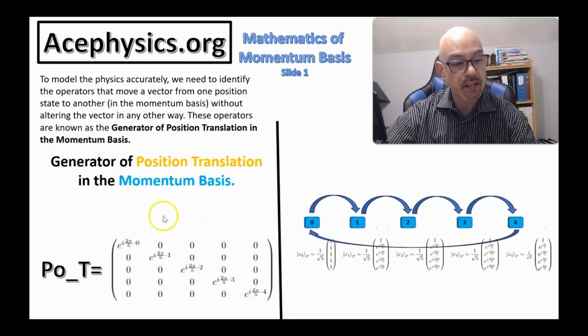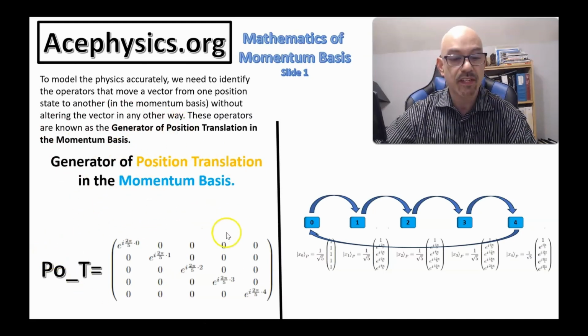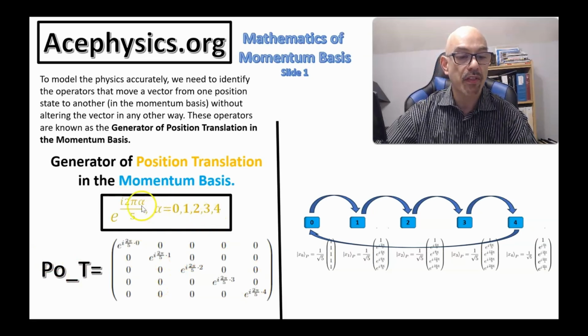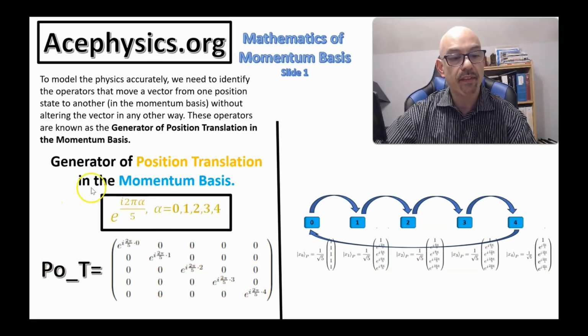The generator of position translation in the momentum basis is given by this matrix. It's a diagonal matrix, and along the diagonal is the complex exponential e to the i 2 pi alpha over 5, where alpha runs from 0 to 4. This is a 5 by 5 matrix because we're dealing with n equals 5.